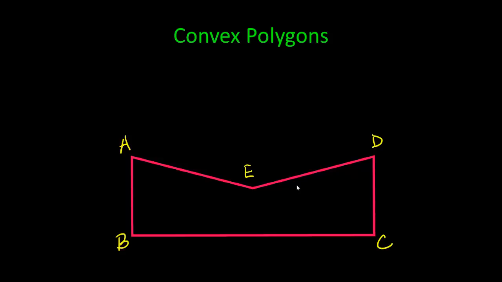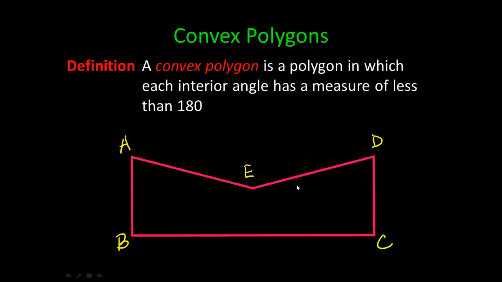Okay, a convex polygon. Most of the polygons that you encounter in this class are going to be convex. Now, a convex polygon is a polygon in which each interior angle has a measure of less than 180. This polygon here is a polygon because no 3 points are collinear. Each point forms one vertex. But this would be a non-convex polygon because this angle here is greater than 180. So it doesn't have to be a convex polygon to be a polygon, but most of the ones that you encounter will be.